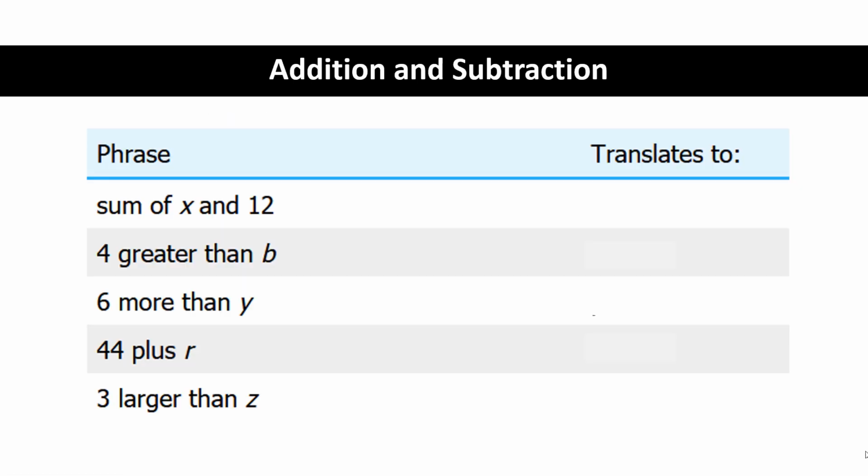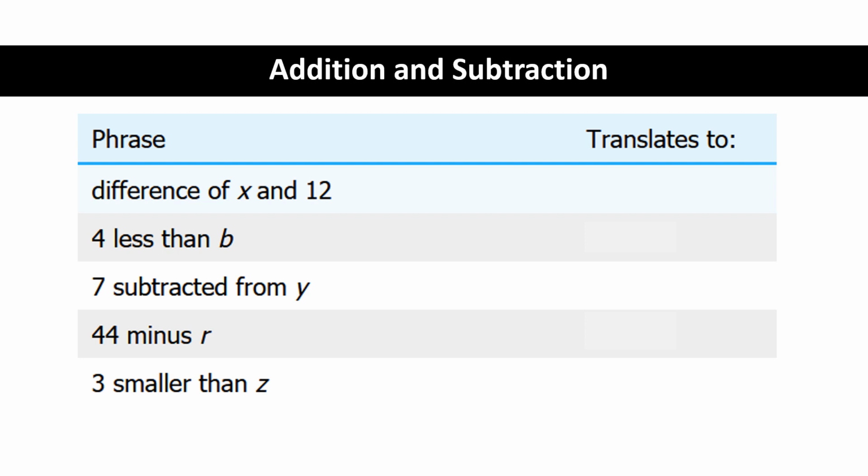Let's try these. The sum of x and 12, well, that translates to x plus 12. Sum means you add. 4 greater than b, we can say b plus 4. 6 more than y, well, that would be y plus 6. Because this is addition, you could also say 6 plus y. It's the same thing for addition. 44 plus r, of course, is the addition of 44 and r. And 3 larger than z would be z plus 3.